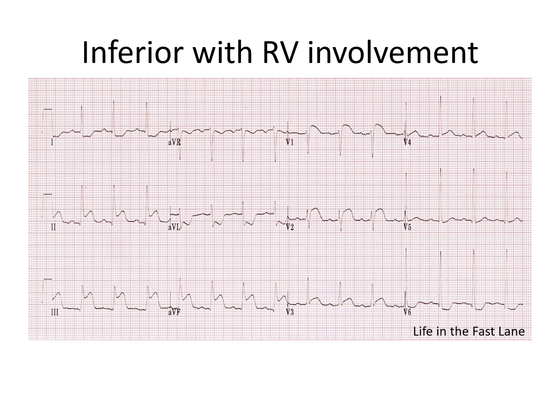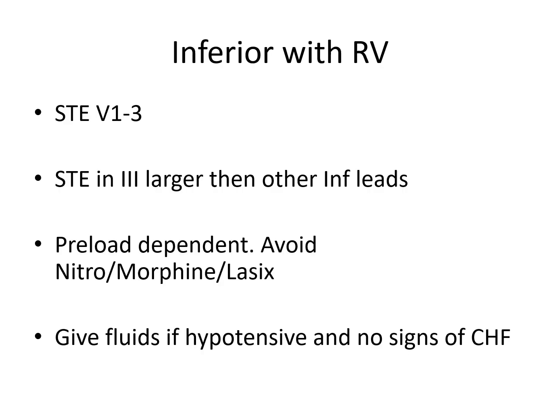Also, looking at the amount of ST elevation in the inferior leads, you will see that lead 3, which again looks down and right and is thus more sensitive to changes in the right ventricle, is significantly more ST elevated than the other two inferior leads. So again, inferior with RV involvement: ST elevations in V1 to V3, ST elevations inferiorly, and the ST elevation in 3 is larger than in the other inferior leads.